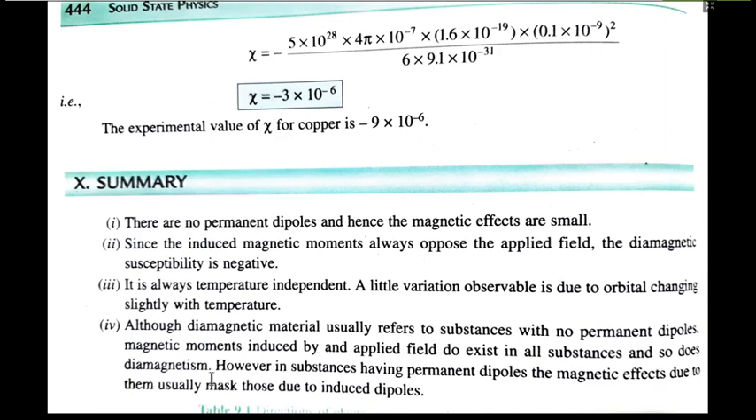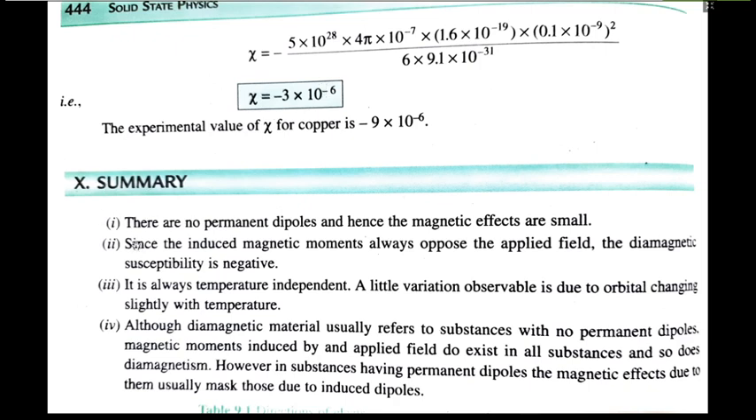Therefore chi can be written as chi with the negative sign, and negative sign is a tagline of the diamagnetism. And you can see that it's very feeble, very less, minus 3 times 10 to the power minus 6. Experimentally the value found for copper is minus 9 times 10 to the power minus 6. So in a way, if you check it, it is 3 times lesser value. So it is a big difference, but just let me highlight that one.